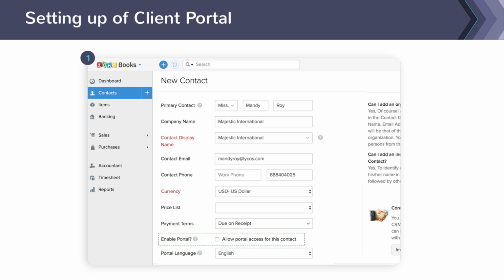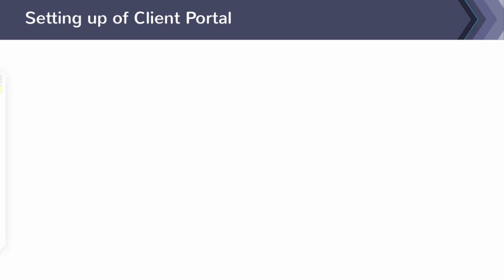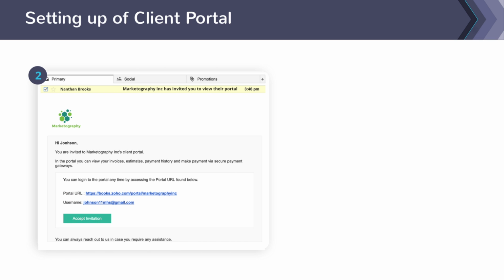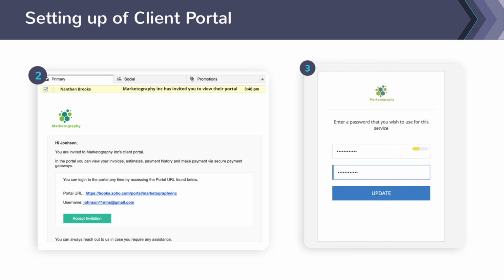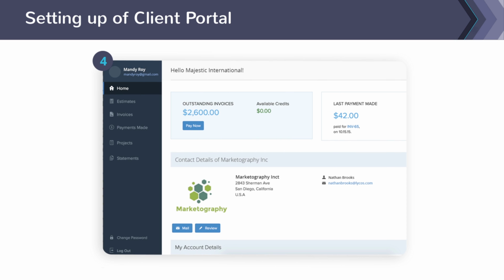Fill in the necessary details, which can be primary contact, the primary email ID, the currency, and finally you need to check on the enable checkbox. Once this checkbox has been enabled, you need to click on Save and the mail will be shot to your customer. The customer needs to accept the invitation and enter the password for the client portal. Once the password has been entered, the customer will be taken to the client portal's dashboard.